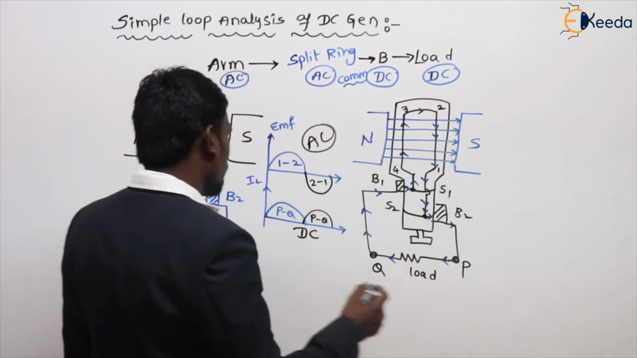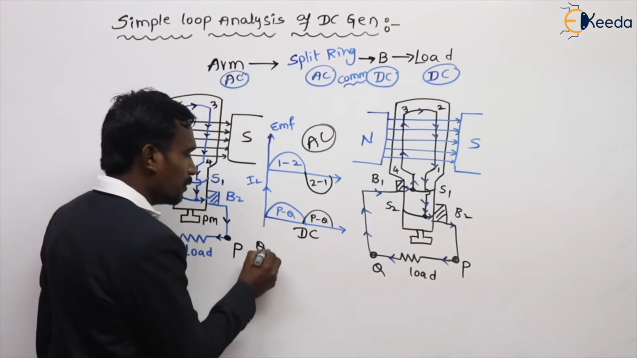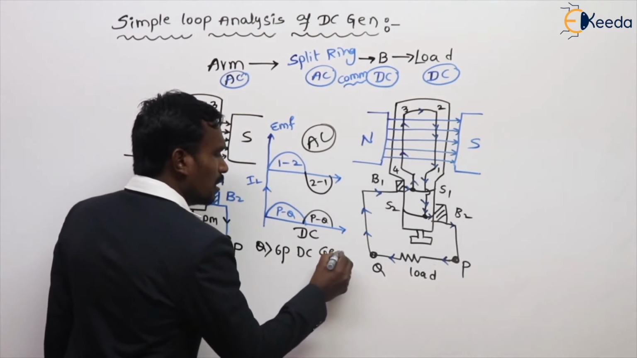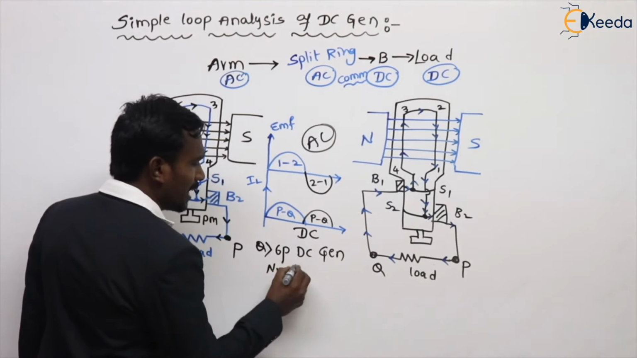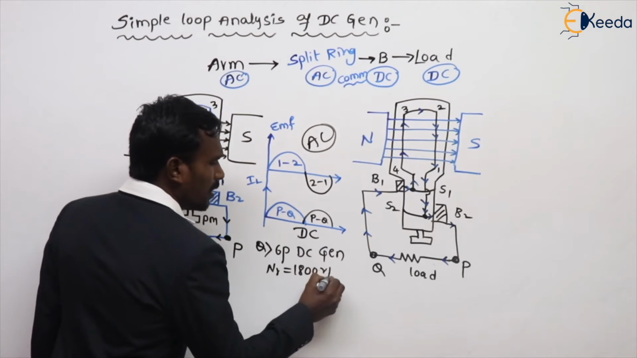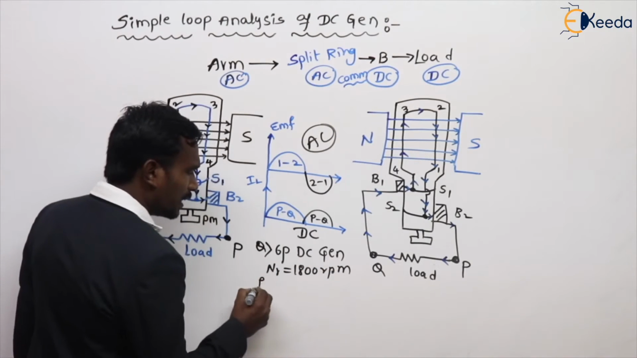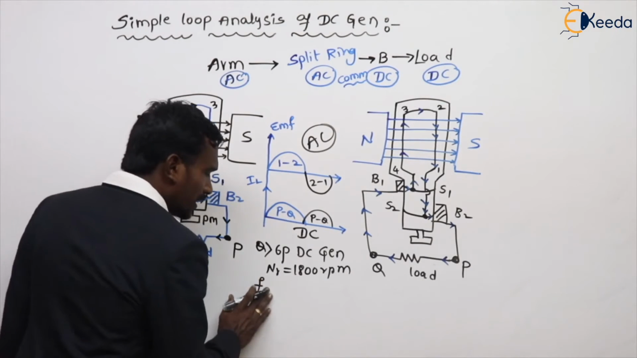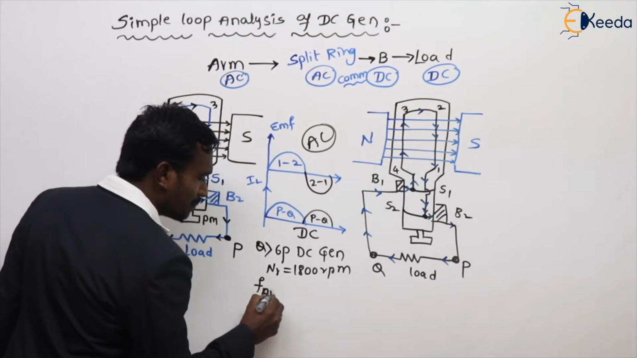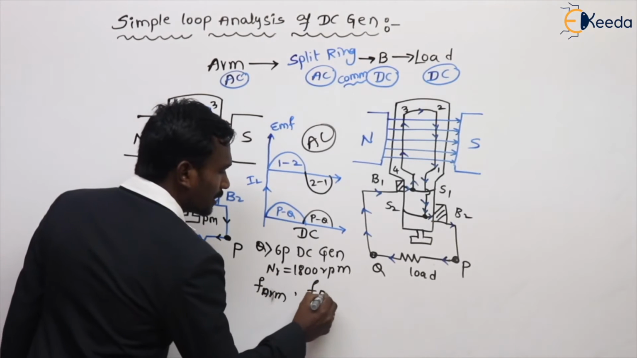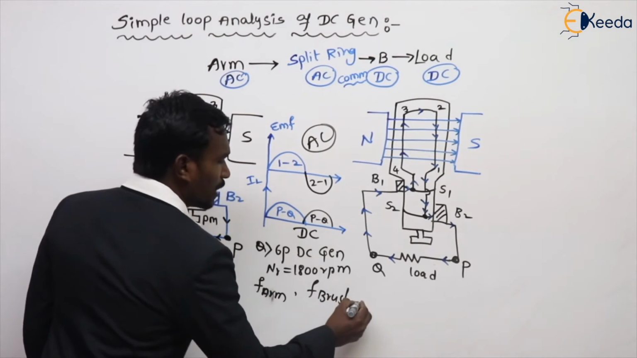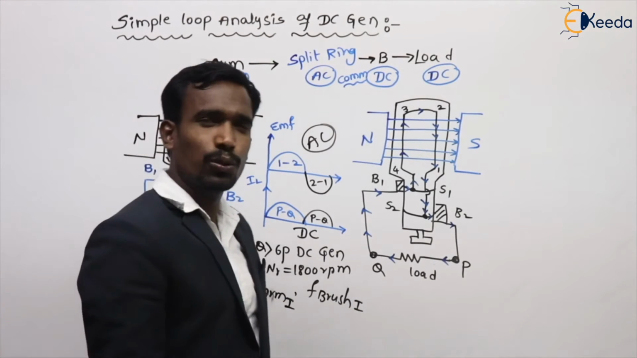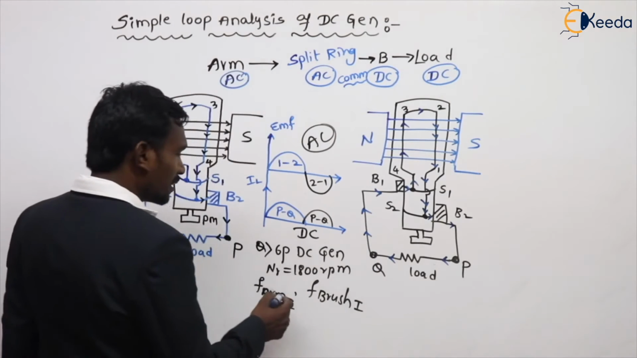They may ask you a question, so the same question I will give you again. A 6-pole DC generator rotating at 1800 RPM, then what is the frequency of EMF induced in the armature, or what is the frequency of armature? Simply, what is the frequency of brush? Brush current frequency, armature current frequency. Like that they will ask you a question. We already discussed this.